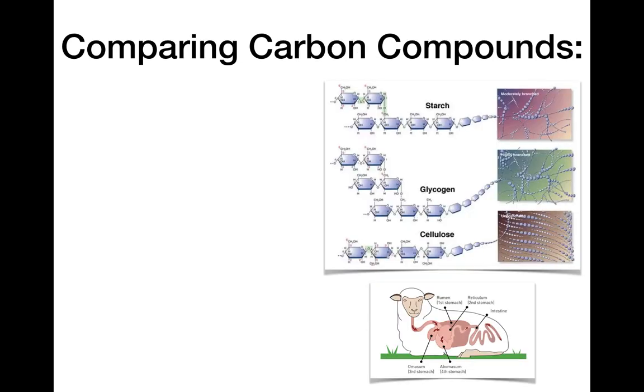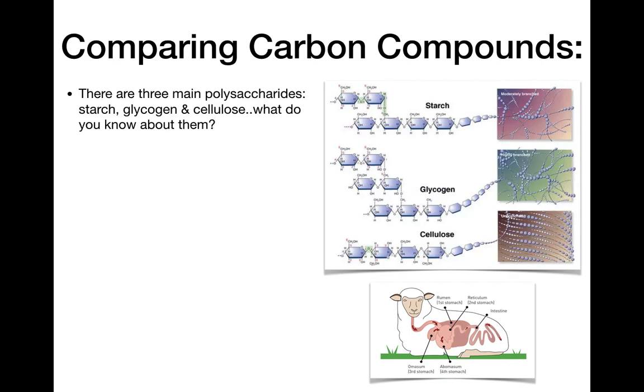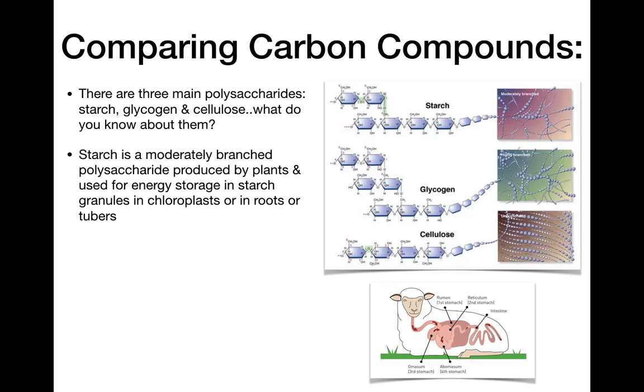Okay, the last thing for today is comparing different carbon compounds. The three main polysaccharides we're focusing on are starch, glycogen, and cellulose. So what do you guys already know about these? Well, hopefully you remember that starch is one where we consume quite a bit of it in our carbohydrates, and breads and things like this.